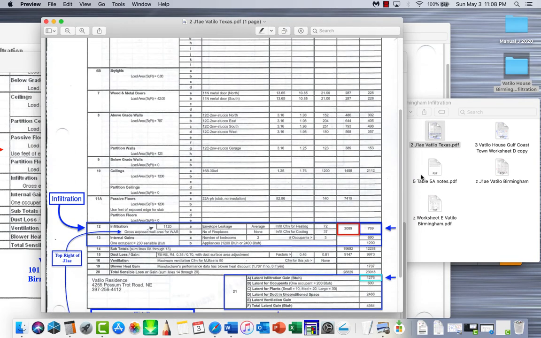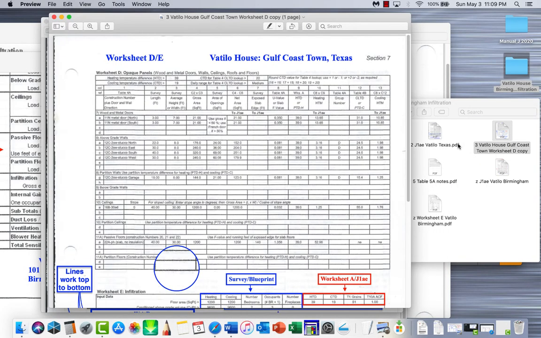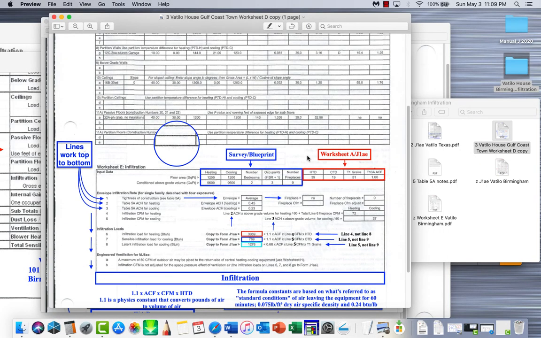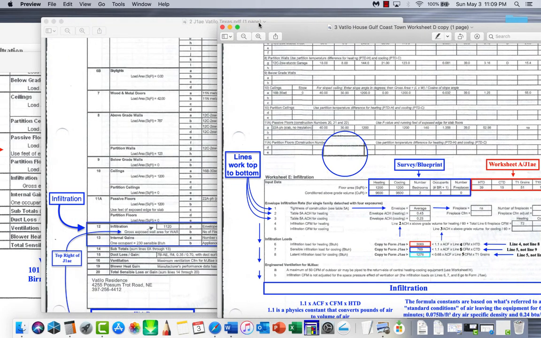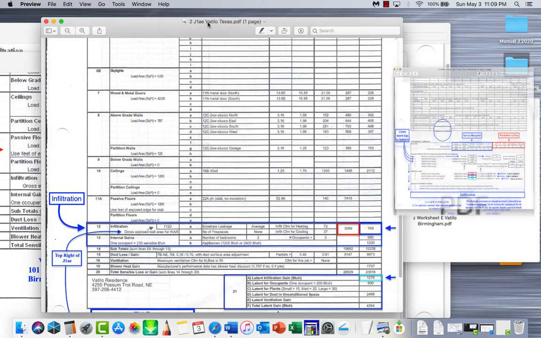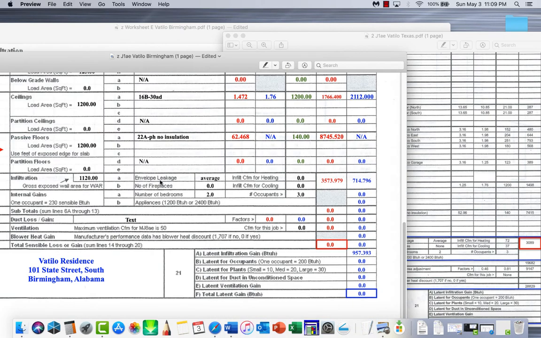And there you go, it's 72 and 37. So where did they get the 72 and the 37 from? Right here, 72, 37. So like I said, our two numbers that we got on line 4 and line 5, they're going to transfer over as well.